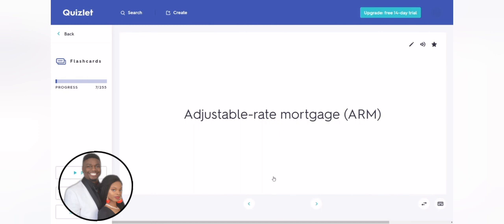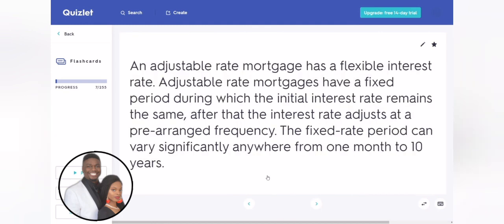Adjustable rate mortgage. An adjustable rate mortgage has a flexible interest rate. Adjustable rate mortgages have a fixed period during which the initial interest rate remains the same. After that, the interest rate adjusts at the prearranged frequency. The fixed rate period can vary significantly, anywhere from 1 month to 10 years.